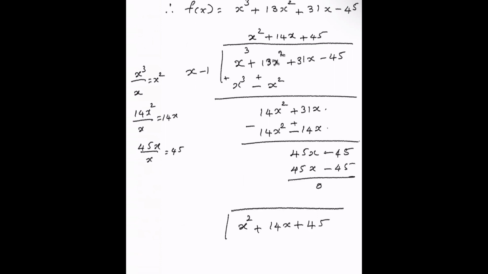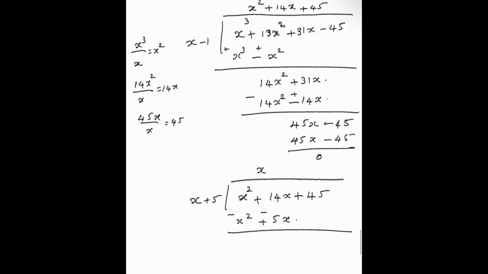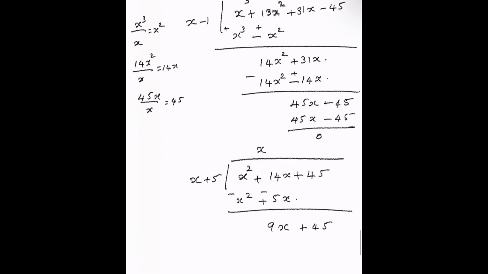This I am going to divide by my second factor, x plus 5. So this is again x square plus 5x. Now change sign. It is going to be 9x plus 45. So 9x by x gives me 9. So plus 9. I have 9x plus 45.